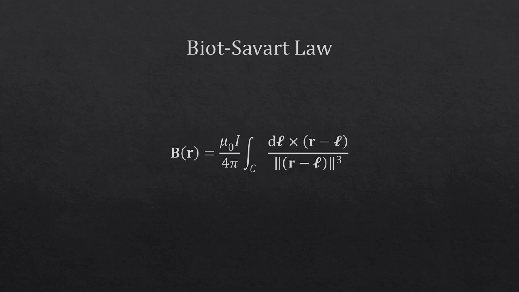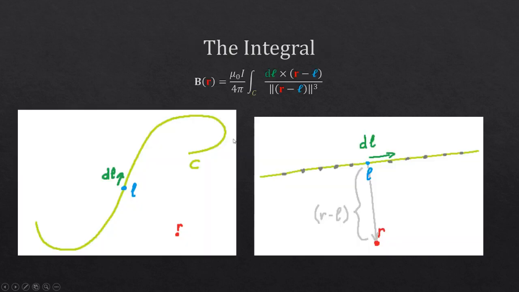In electromagnetism, the Biot-Savart law expresses the magnetic field at any point in space, given a thin wire carrying electric current. This is what it looks like. Mu naught is the vacuum magnetic permeability, while I is the electric current. The Biot-Savart law involves a special integral that works on curves.